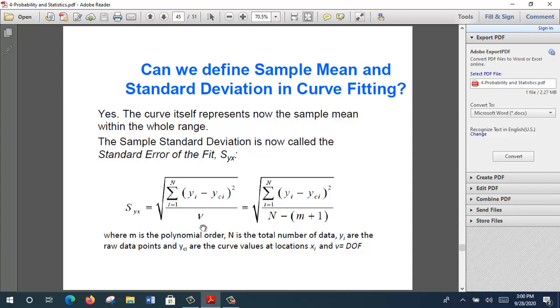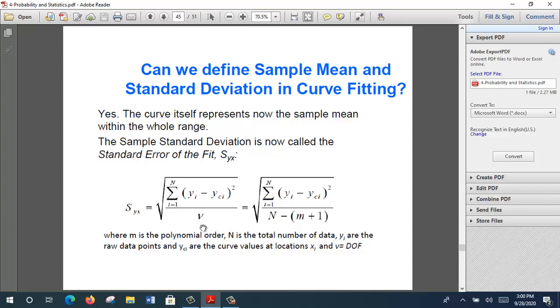Now the question is, can we define a sample mean and a standard deviation in a curve fitting? Right, so we have our sample mean and also a standard deviation. Can we make a curve fitting in the collected data, in the measured data itself? So the answer is yes.